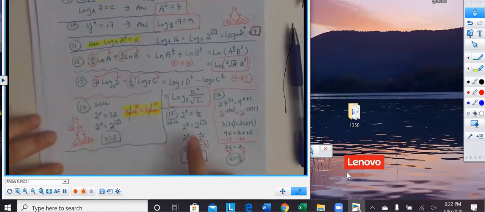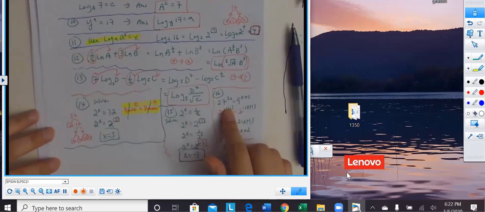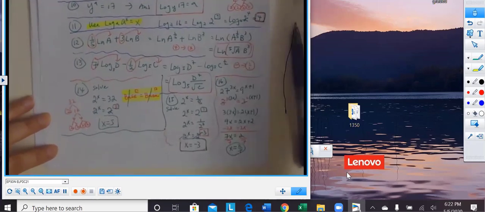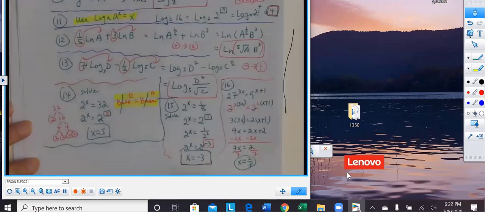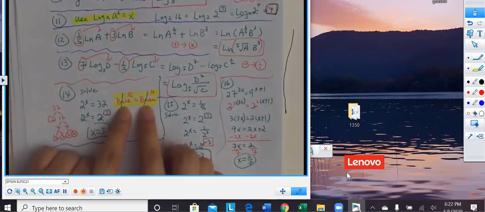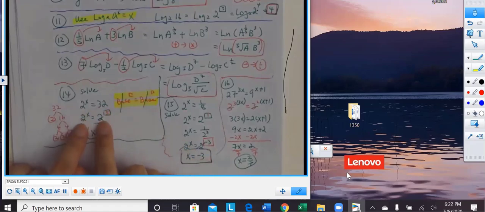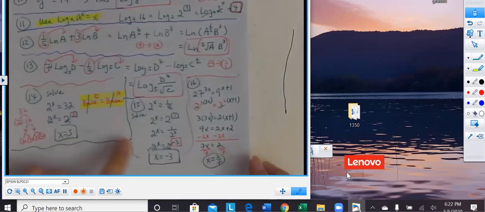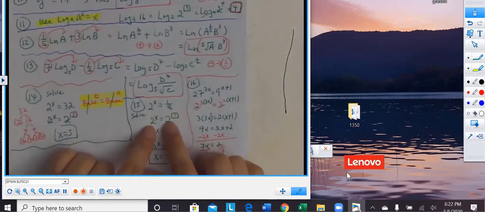Number 14, 15, and 16 are solving exponential functions. For solving exponential functions, you need to get both sides with the same base, just one term on each side, then you can cancel the base. So for the first one, we change both sides to base 2, cancel the base, and that's your answer. Number 15, I get both sides with base 2 again.